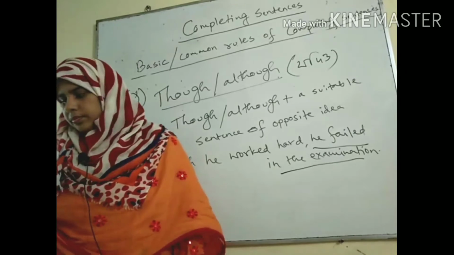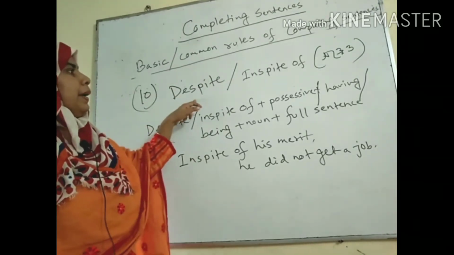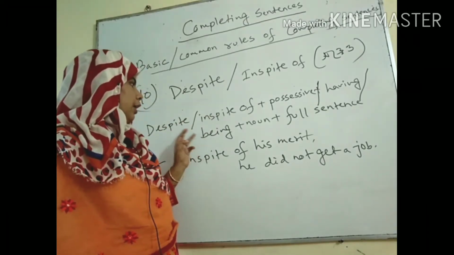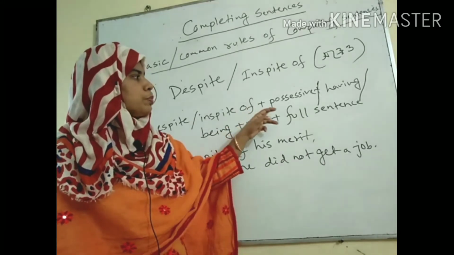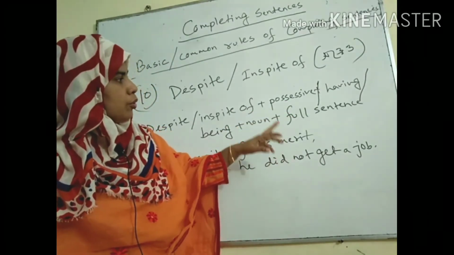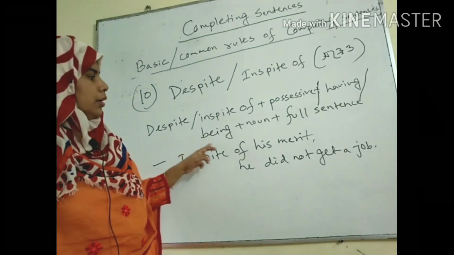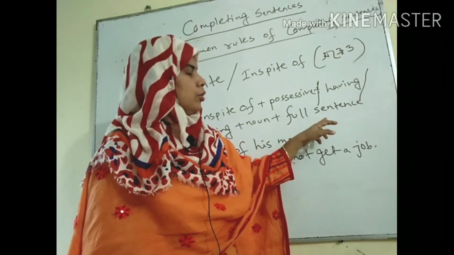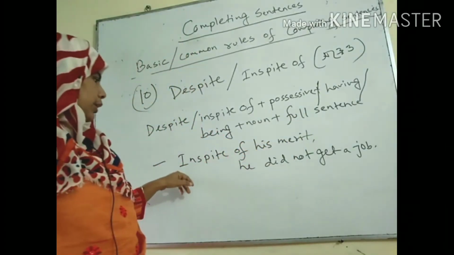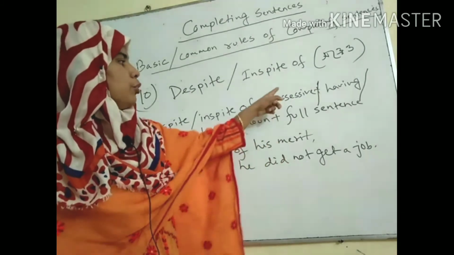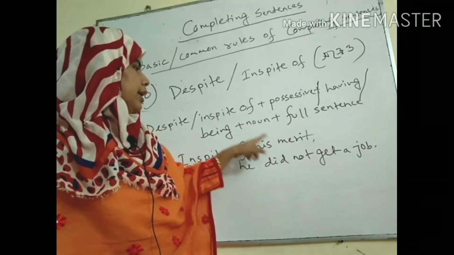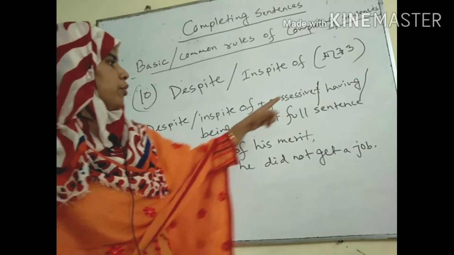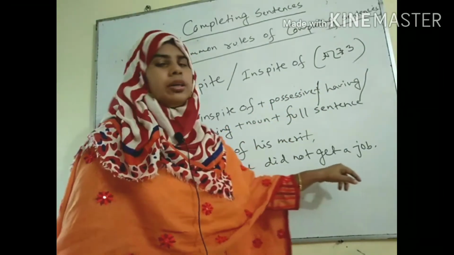Then rule 10. Okay, rule 10, despite or in spite of, it means shotteo. After despite or in spite of, we use possessive pronoun plus or having or being, then noun plus full sentence, and this sentence is also of opposite idea. For example, in spite of his merit, we use possessive his, merit noun, he did not get a job, or we can say in spite of having merit, he did not get a job.